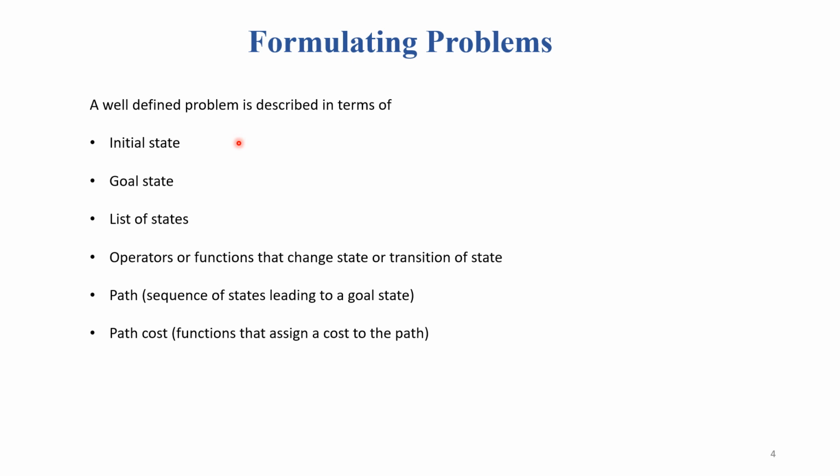A well-defined problem is described in terms of initial state, goal state, list of states, operators or functions, path, and path cost. Initial state: assume we are at home planning for a trip. That describes that we are in the initial state. Then goal state: successfully completing the vacation trip. Then list of states: it starts from home, then plan, book is another state, departure is another state, then explore, arrive, then return. Lots of states are available.